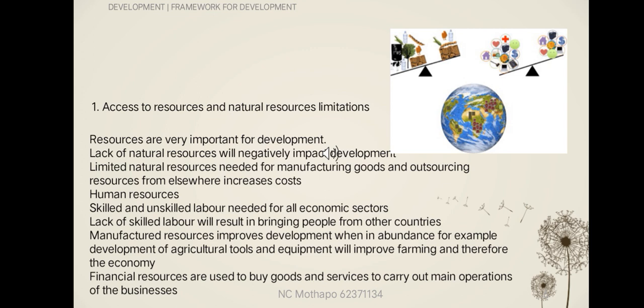Manufactured resources improve development when in abundance. For example, development of agricultural tools and equipment will improve farming and therefore the economy. And we all know when the economy improves, development also improves. Financial resources are used to buy goods and services to carry out many main operations of the businesses. If we don't have the capital or the money to buy goods and services, then we will not be able to keep our economy afloat. Therefore, our development will be negatively impacted.